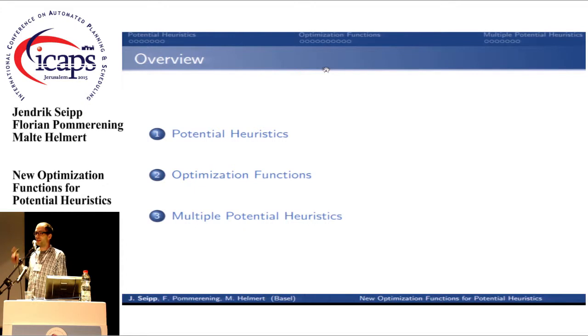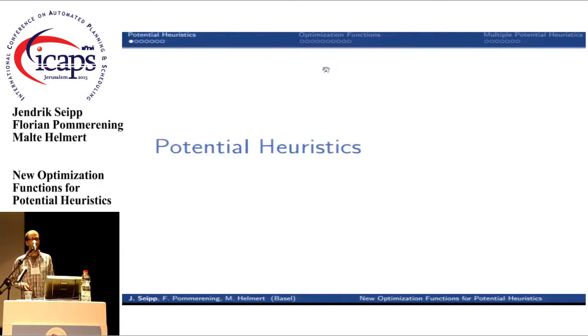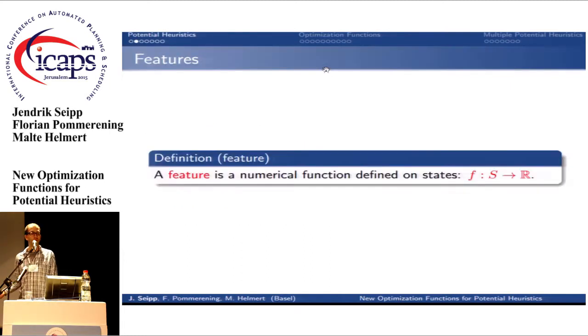So since you can't see the bullet points above, my talk is separated into three parts. In the first part, I will introduce the framework of potential heuristics. Then I will introduce the optimization functions that we came up with in this paper. And then I will show how we can use multiple potential heuristics, use their maximum as guidance during search, and obtain even better estimates. Okay, so let's start with potential heuristics.